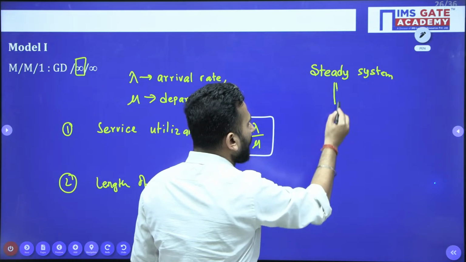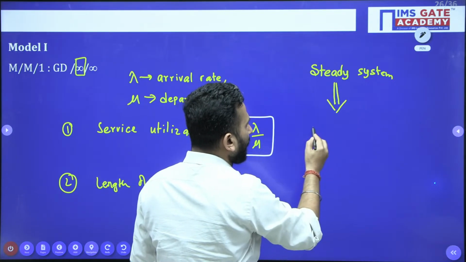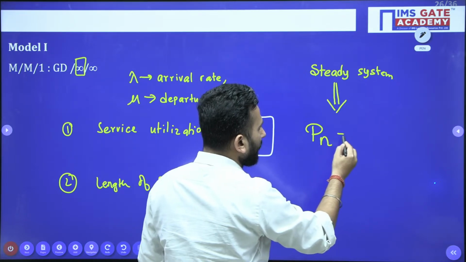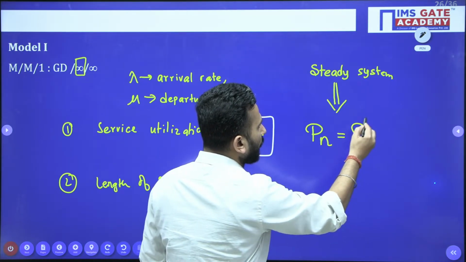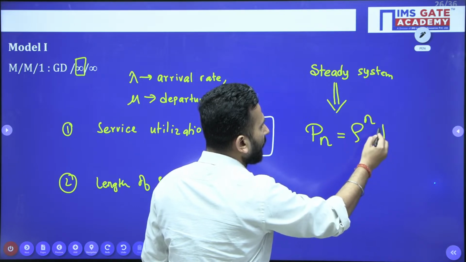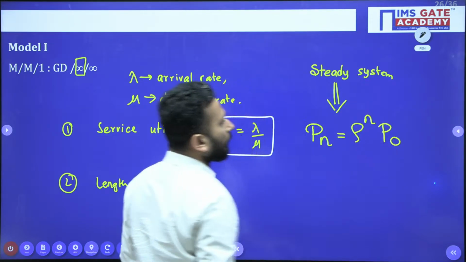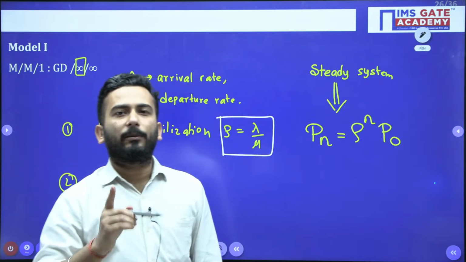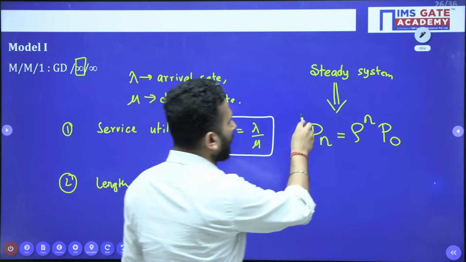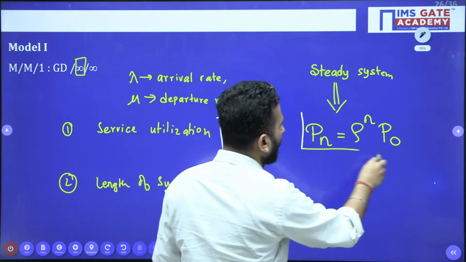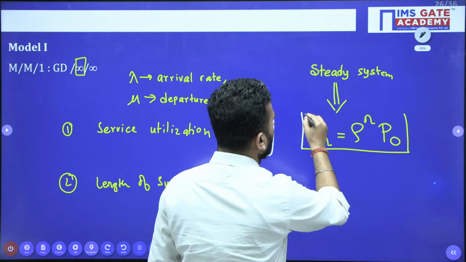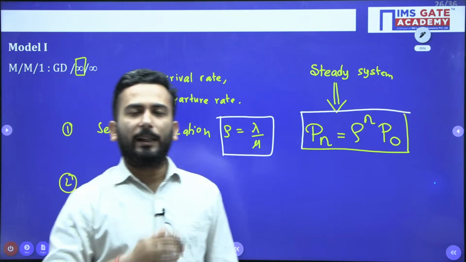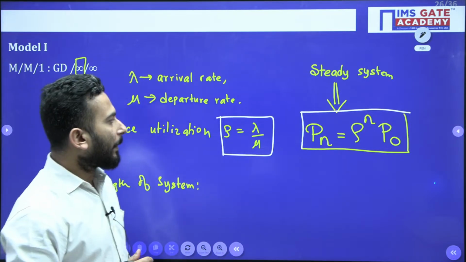In a steady system, the probability of n customers in the system is nothing but rho to the power n into the probability of 0 customers in the system. Very, very important formula, my dear friends: P_n equals rho to the power n times P naught. You have to remember this.